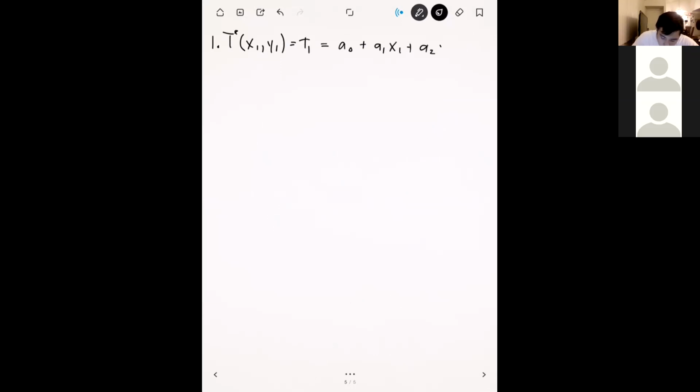And then there's our function value there. And so we can say that T1 has to equal A0 plus A1x1 plus A2y1. And so we can write a similar equation for node number 2. And so that second equation requires that our interpolation function matches the nodal solution at node number 2.